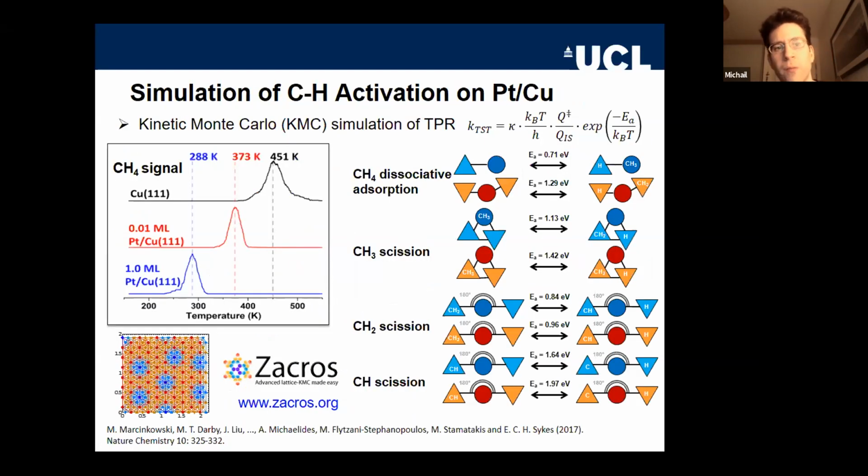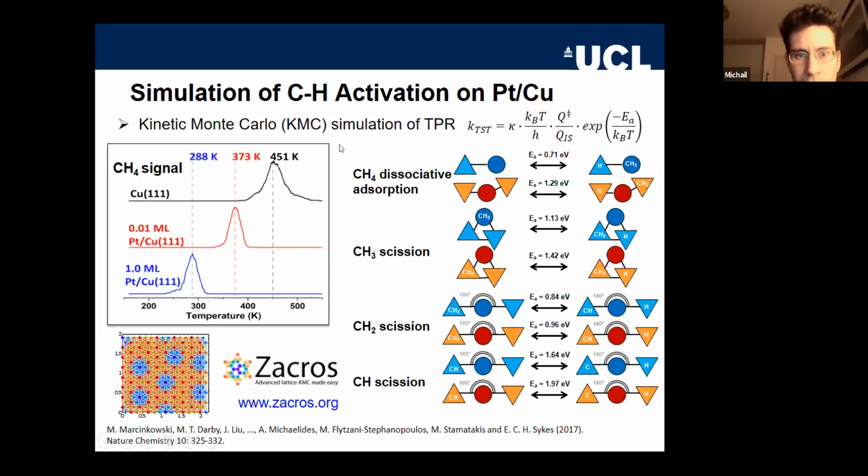Another more complicated system that we have looked into is CH activation. So here, we're simulating a single atom alloy surface, and this is platinum copper in particular. So this shows the lattice representation as a graph. These are the elementary events that we can have. So we essentially have the CH activation events, dehydrogenations, all the way up to carbon and hydrogen on the surface. And this shows the temperature program desorption spectra, which are in agreement with experiments.